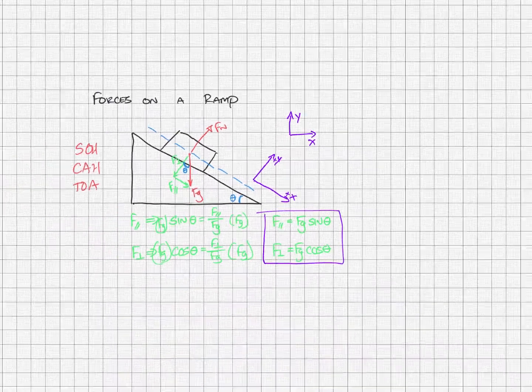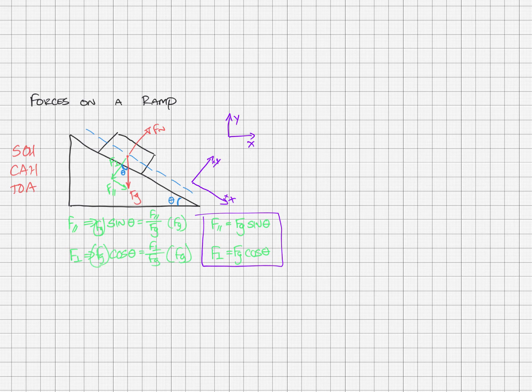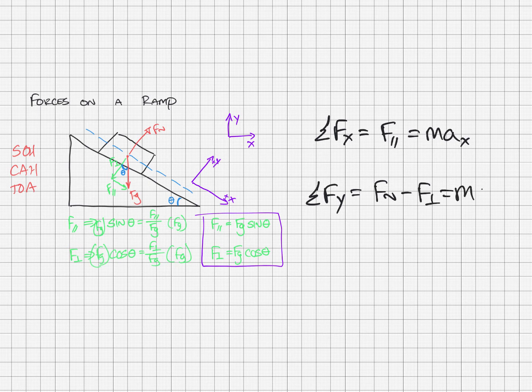Then, if we're looking at that, let's do the sum of the forces in the x direction and the sum of the forces in the y direction. In the x direction, I'm simply going to have my parallel force equals mass times acceleration in the x direction. In the y direction, I'm going to have my normal force minus my perpendicular force equals mass times acceleration in the y direction. Now, in the y direction, almost always my acceleration is 0. When we're talking about the motion down the ramp or up the ramp, we're talking about the motion in the x direction.